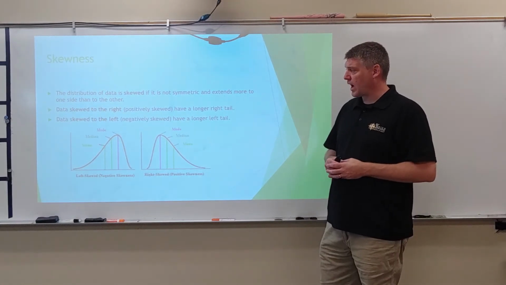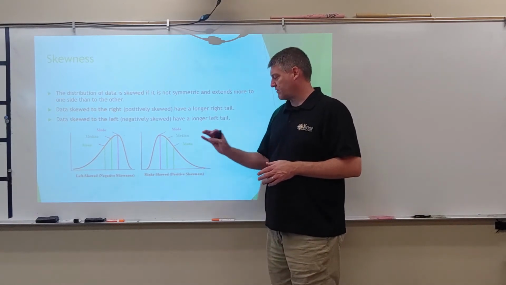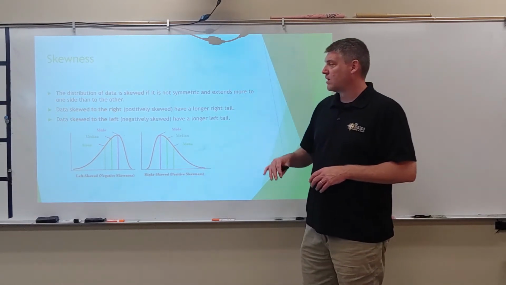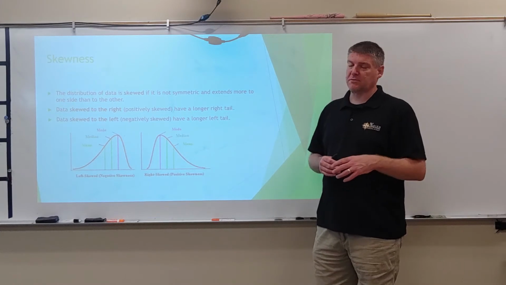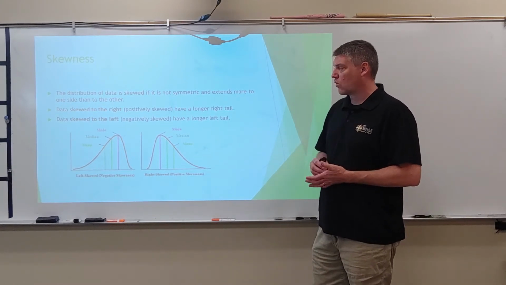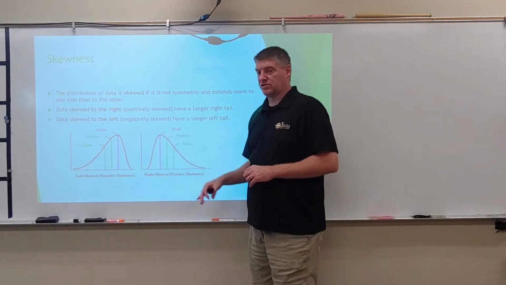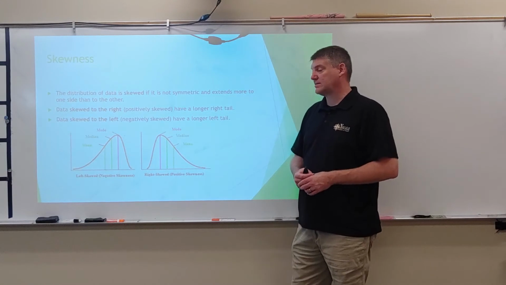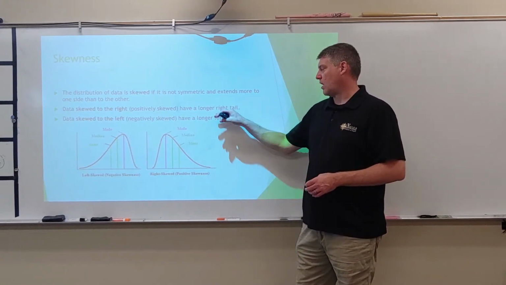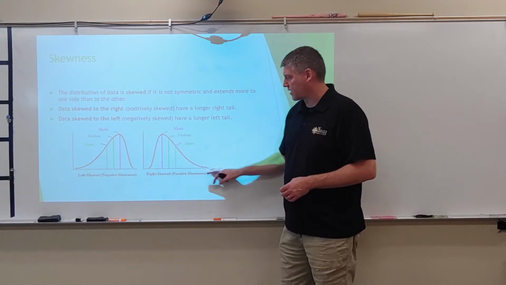Skewness. So this is talking about, a lot of times we'll talk about skewed to the right and skewed to the left. So skewness: the distribution of data is skewed if it is not symmetric and extends more to one side or the other. So data skewed to the right, or positively skewed, have a longer right tail. So this is a positive one here, so the tail is going out to the right.